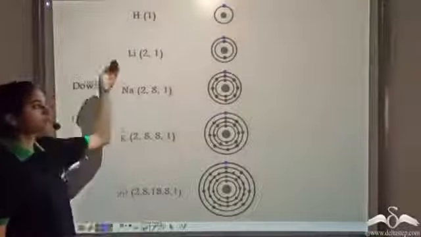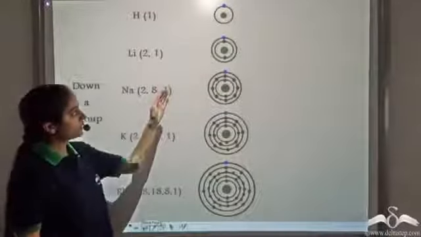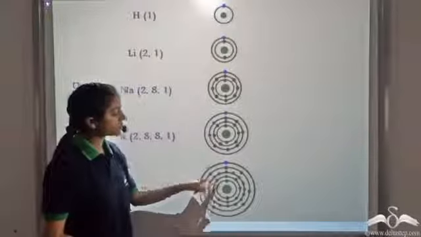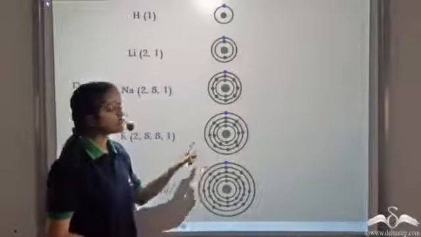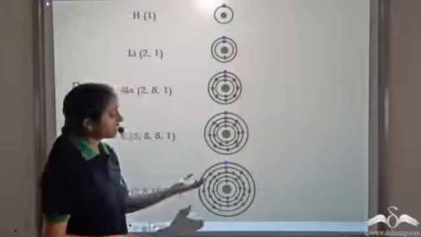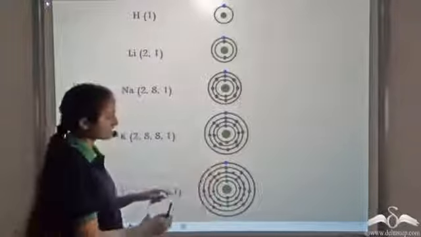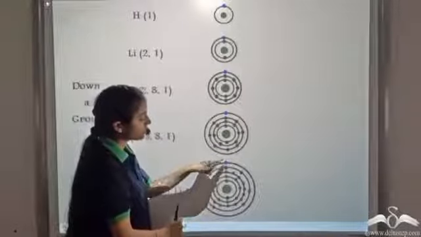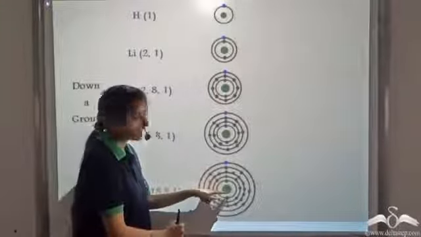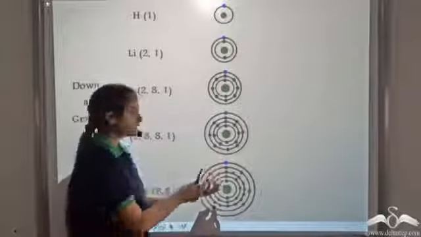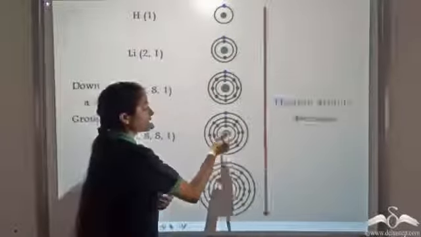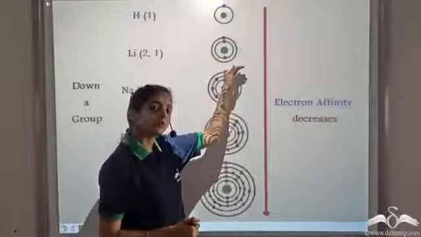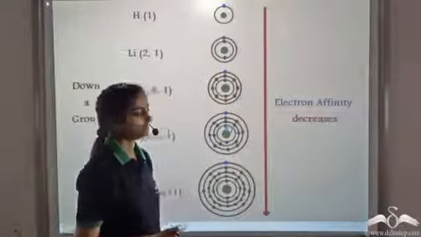Let's see what happens when we move from top to bottom in a group. So we know that when we move from top to bottom, the atomic size increases. This is because of the increase in the number of shells, which overweighs the increased nuclear charge. As the atomic size increases, the distance between the outermost electron and the nucleus increases. This leads to lesser affinity of electrons towards the nucleus. As now the affinity of electrons towards the nucleus decreases, lesser energy is released when an electron is added, and therefore the electron affinity on moving from top to bottom in a group decreases.